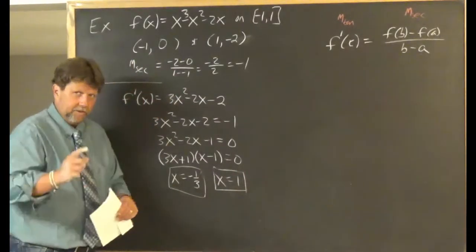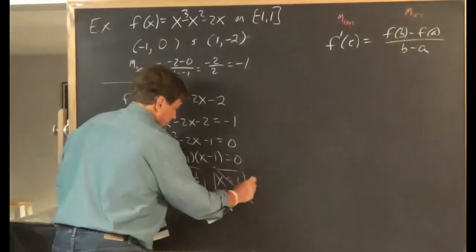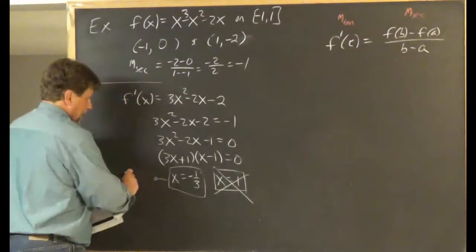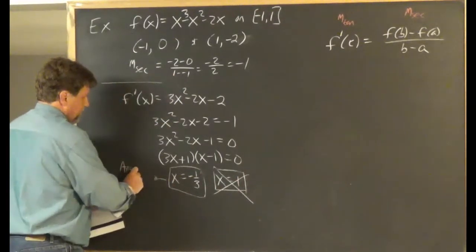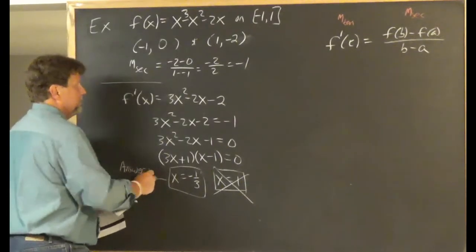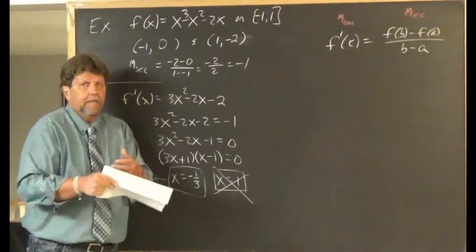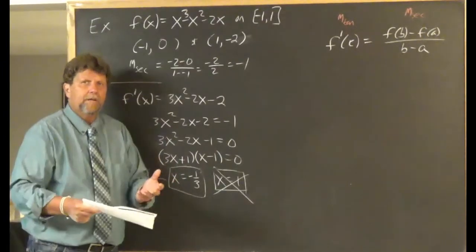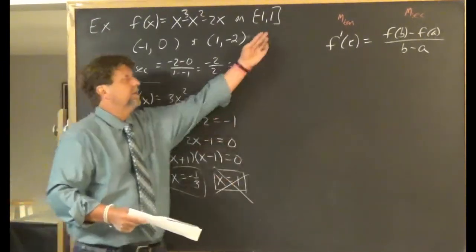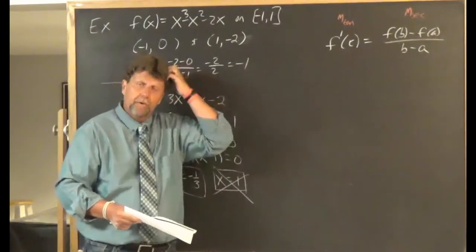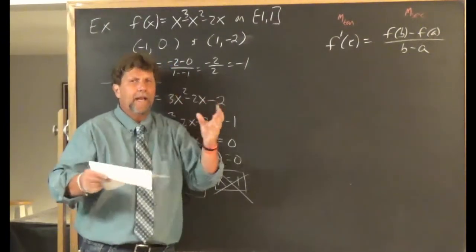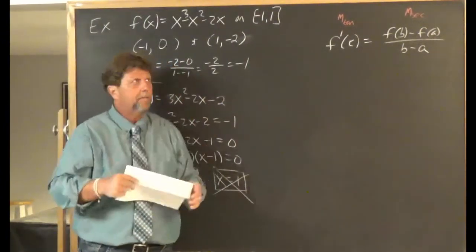The only answer, though, is x equals -1/3, because we're talking about values that are in the interval. It's an open interval, -1 to 1. 1 is part of the closed interval, but we're looking in the interval -1 to 1, parentheses around both.